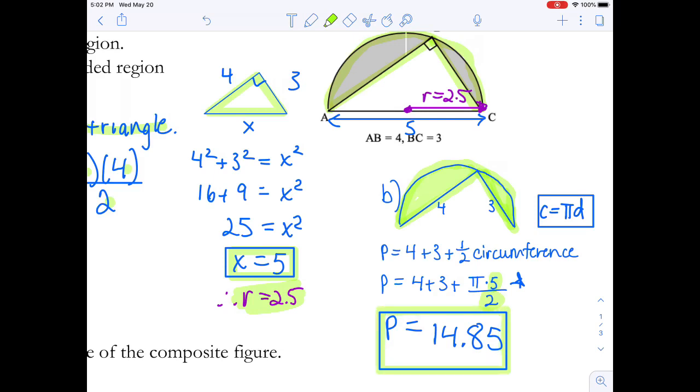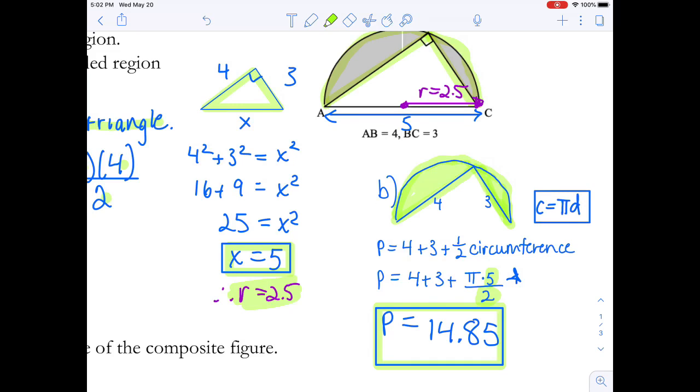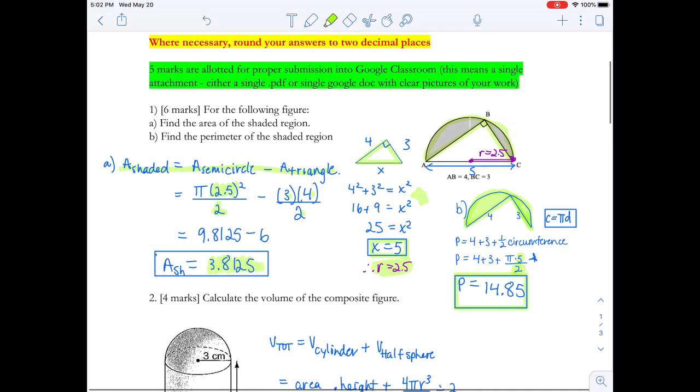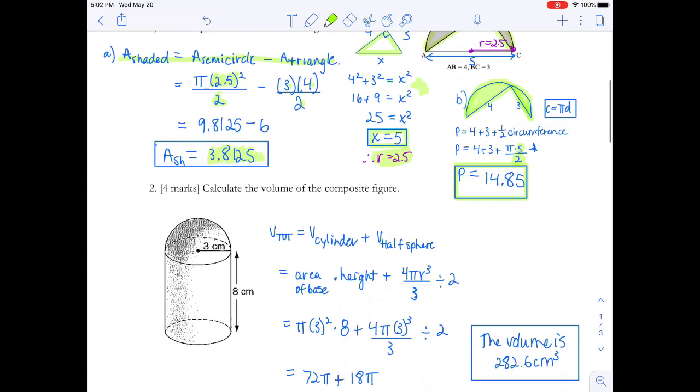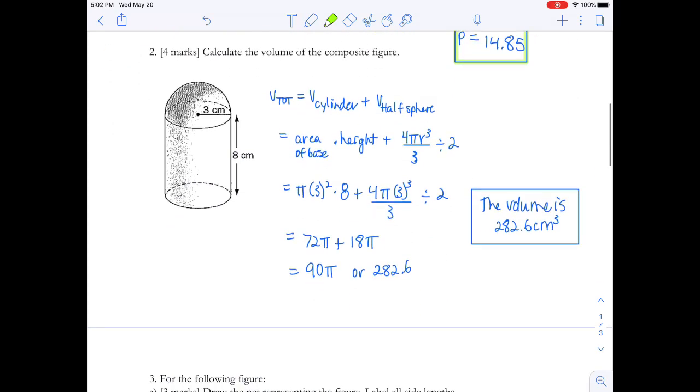14.85. So guys, for that example, please note that I didn't go through the nitty-gritties of Pythagorean theorem. You don't have to tell me that 4 squared plus 3 squared equals x squared and go through all the steps. You can just generally say that I used Pythagorean theorem here and I got the answer as x equals 5. Okay, so you don't have to explain to me step by step once you've set it up. Okay, so let's have a look at the next one.